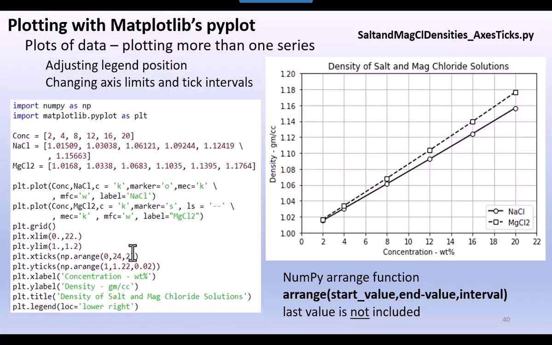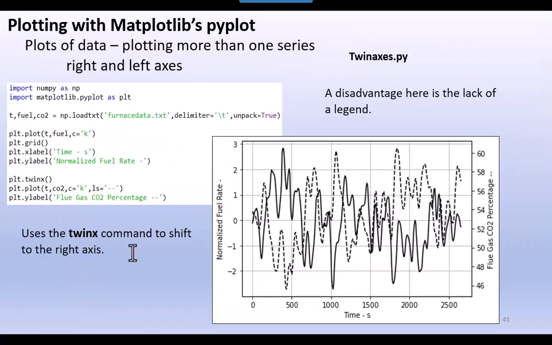And again, as we jump back and forth, you can see what we have there in shifting the second one, the CO2 flue gas percentage, over to the right axis, and the normalized fuel rate to the left axis. And we note here that there's a disadvantage because we don't have a legend.